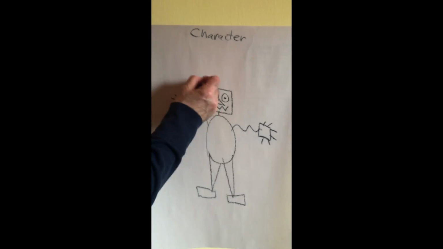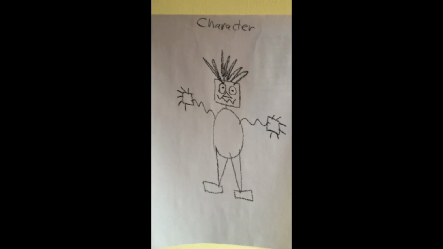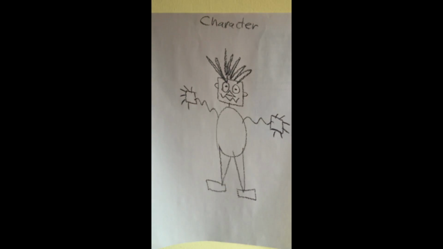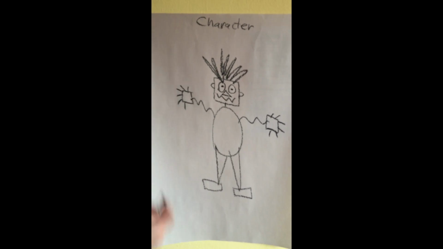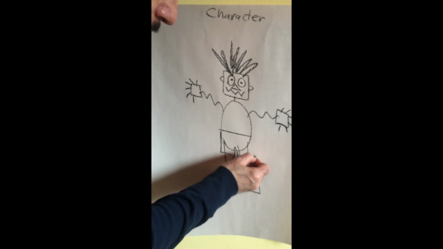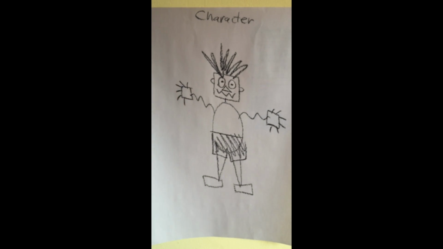Okay, I'm gonna give my character some hair. Wild hair, woohoo! Maybe I'll do that for myself. I'm going to give my character ears, one here and one there. Okay. What's missing? My character needs some pants. Put on some pants. How about underwear? My character has underwear. Now, shorts, like Flip.